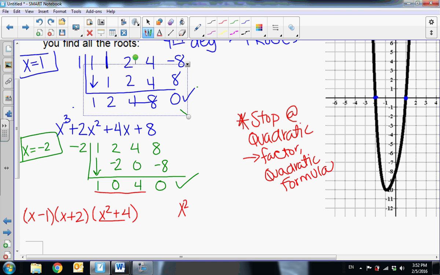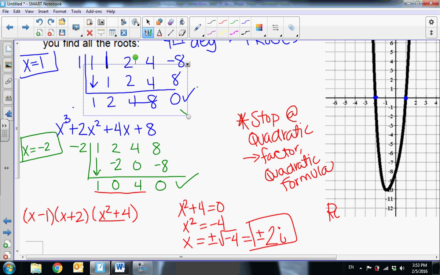So I've got x squared plus 4 equals 0. So x squared equals negative 4. So x equals plus or minus the square root of negative 4. And what does that give us? Plus or minus 2i. Square root of 4 is 2. Square root of negative 1 is i. So I now know what all my roots are.